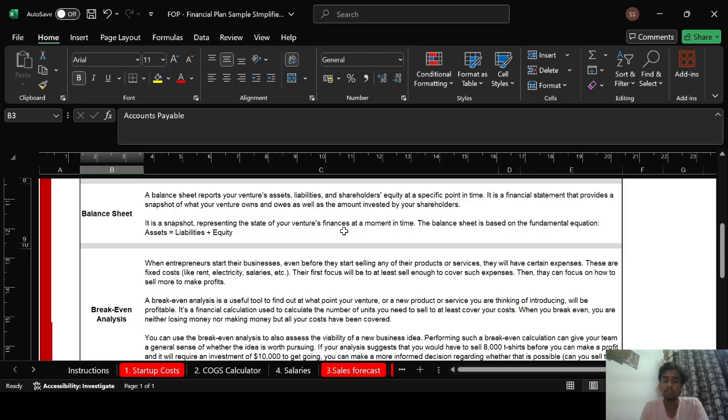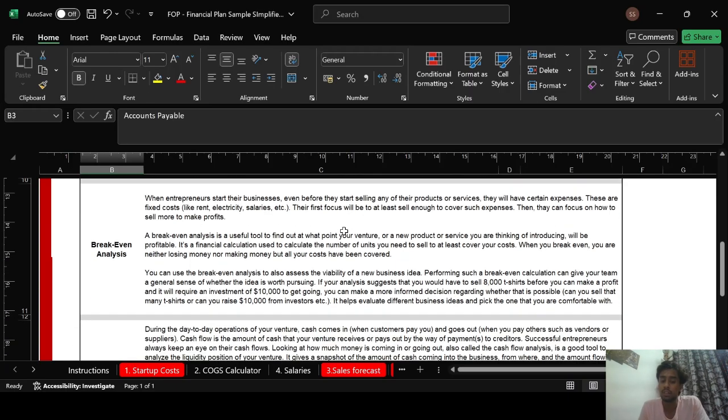A break-even analysis is useful to find out at what point your venture or new product you are thinking of introducing will be profitable. It is a financial calculation used to calculate the number of units you need to sell at least to cover your costs. When you break even, you are neither losing money nor making money, but all your costs have been covered.